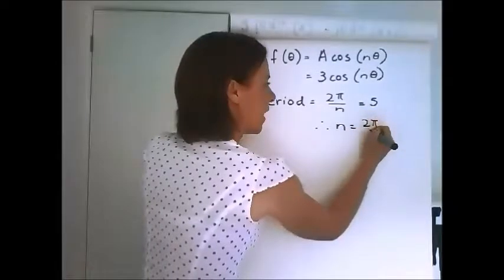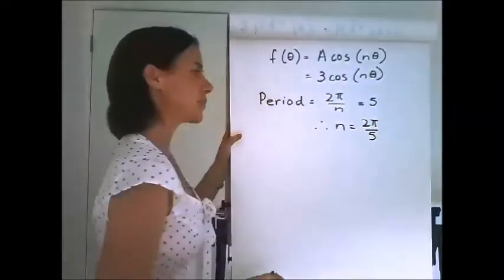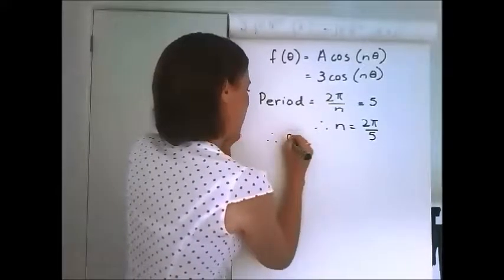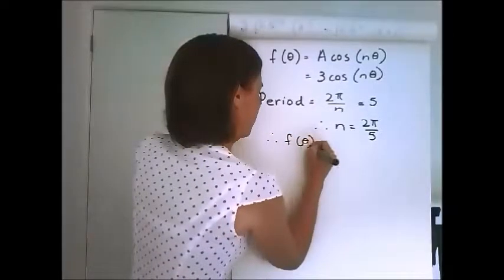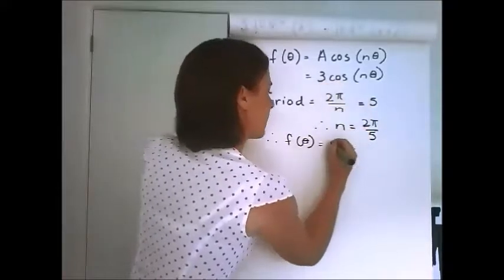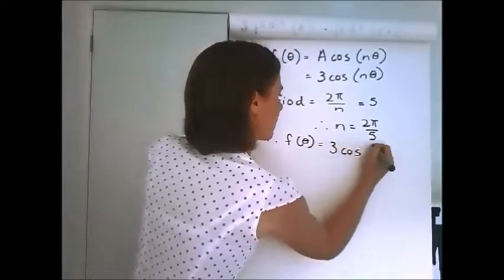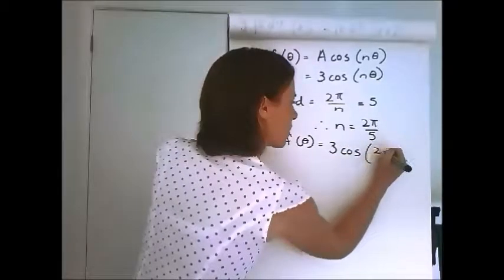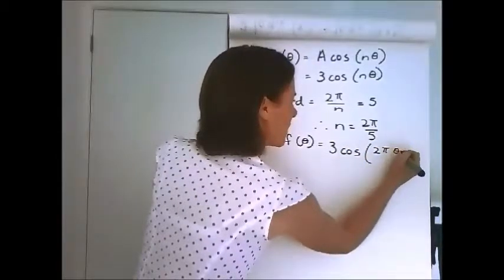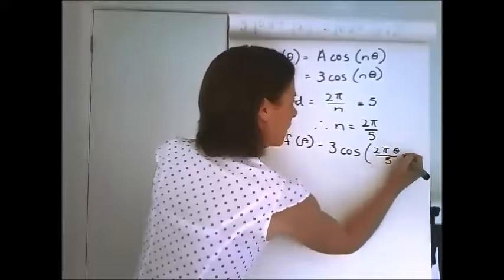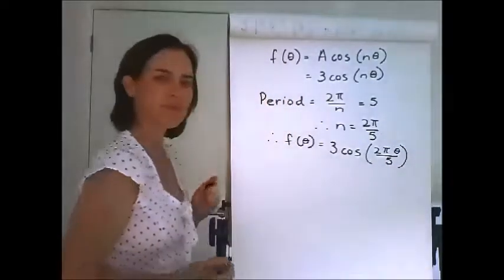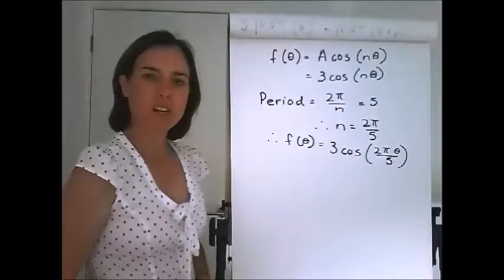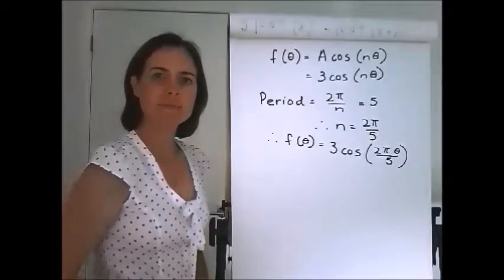We'll get 2 pi over 5. So we found n, therefore f of theta is 3 cos, now this times theta, so 2 pi times theta all over 5. Then we need to sketch it, so I'll do that as well.